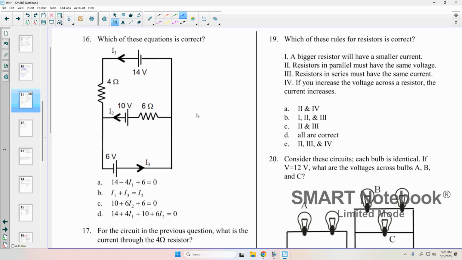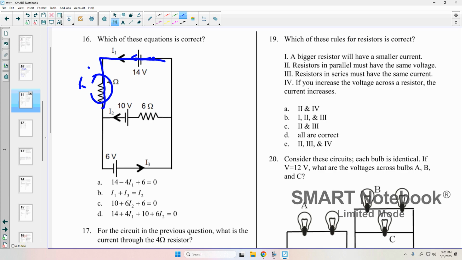So first you want to know which of the equations is correct. The way that you do that is you just go one by one. The first one is 14 minus 4i1. I always go in order and I always start right here. I know I'm going in this order because I have 14 and then I have this 4i1. So 14 minus 4i1 going around, following my rules.